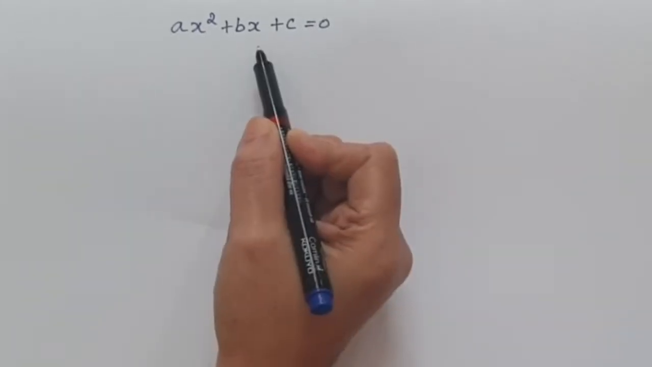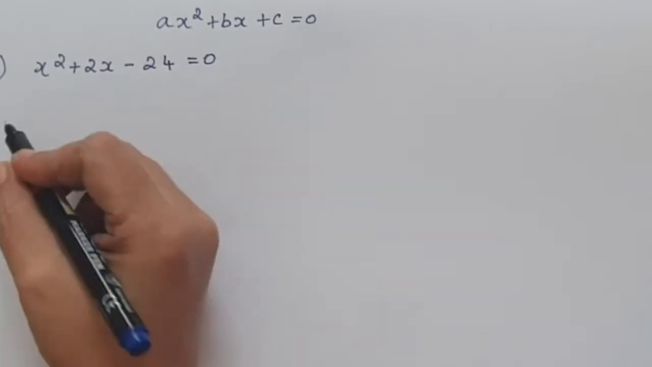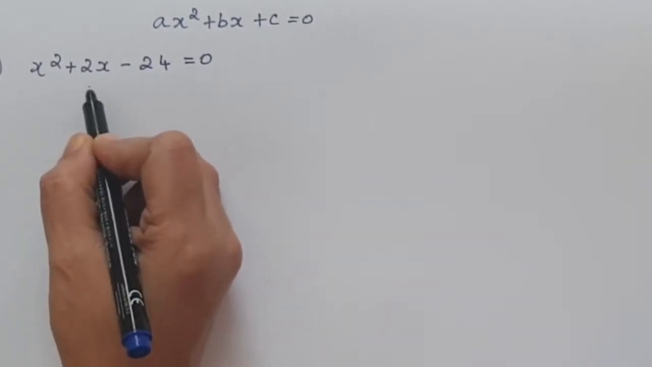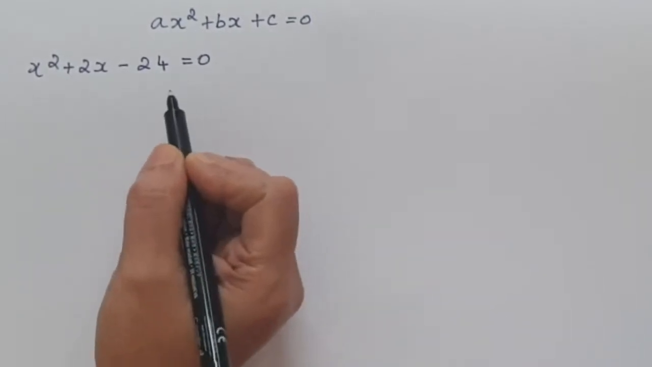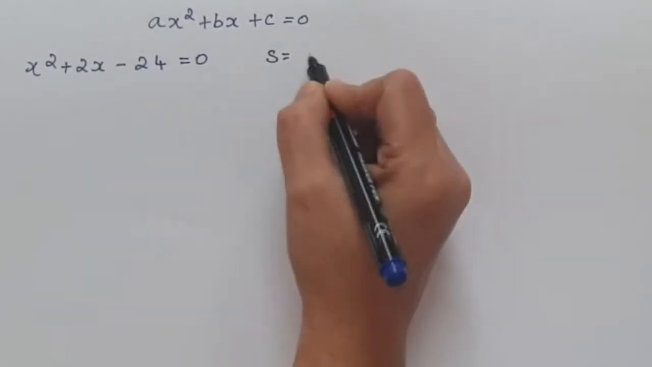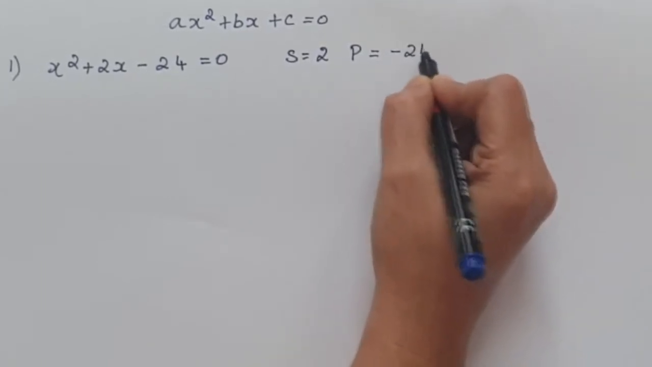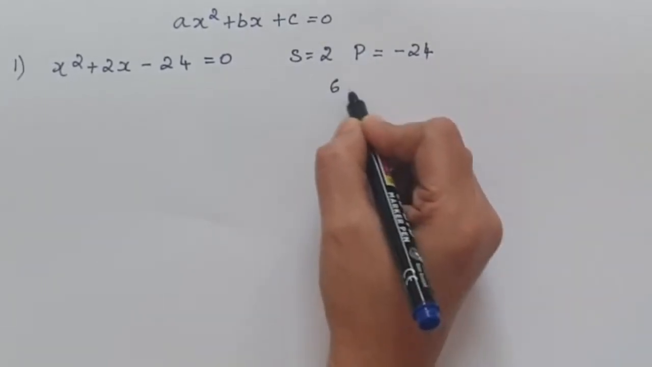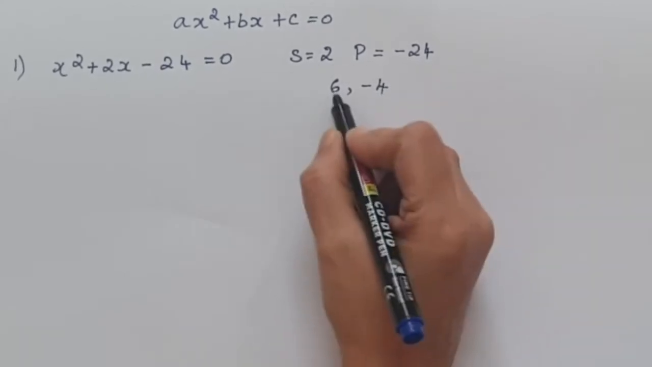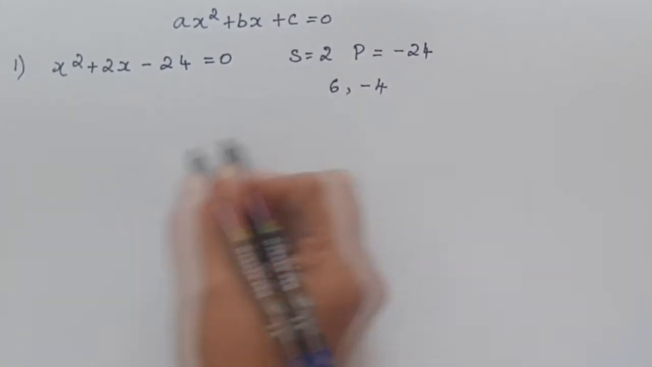First we'll factorize them and then we'll be solving these equations. Now let us see a few examples. The first question, x squared plus 2x minus 24 equal to 0. In this case, the sum will be the middle value. Sum is 2 and the product is minus 24. So our factors will be 6 and minus 4. 6 times minus 4 is minus 24. When you add them, it is a 2.